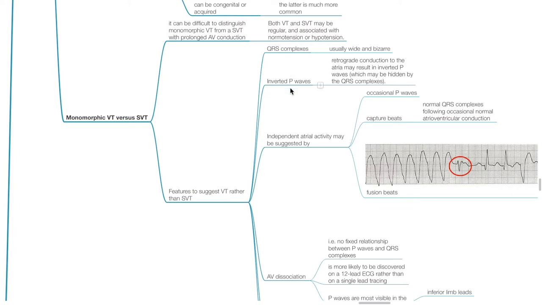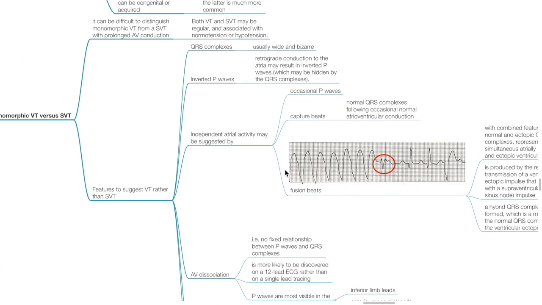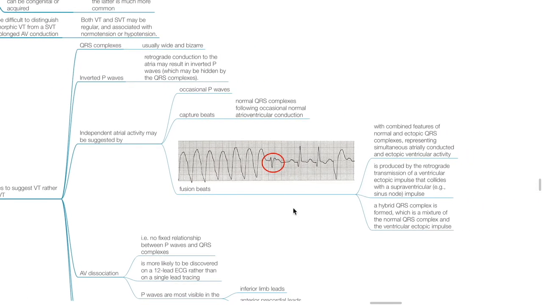Inverted P waves. Retrograde conduction to the atria may result in inverted P waves in VT, which may be hidden by QRS complexes. Independent atrial activity may be seen in VT, which is suggested by occasional P waves, capture beats, with normal QRS complexes following occasional normal atrioventricular conduction, and fusion beats, with combined features of normal and ectopic QRS complexes, representing simultaneous atrially conducted and ectopic ventricular activity.